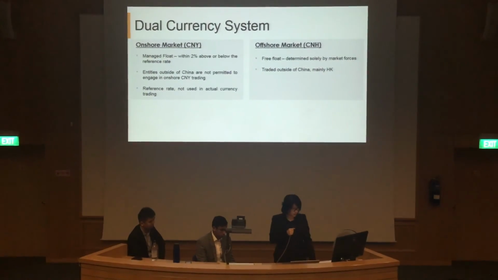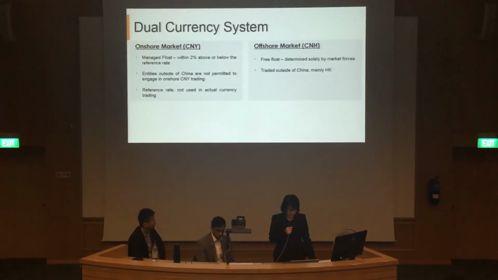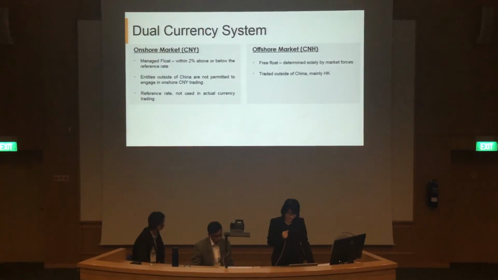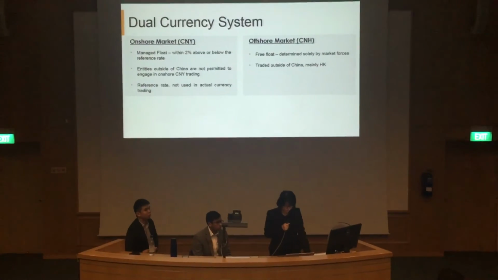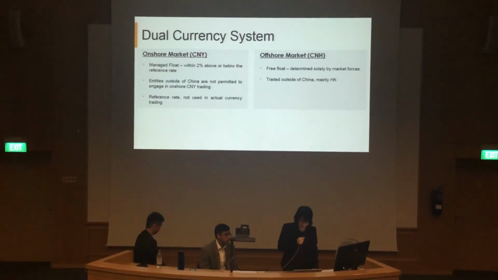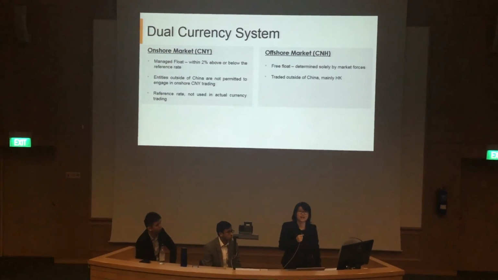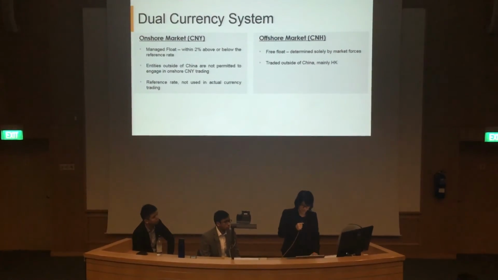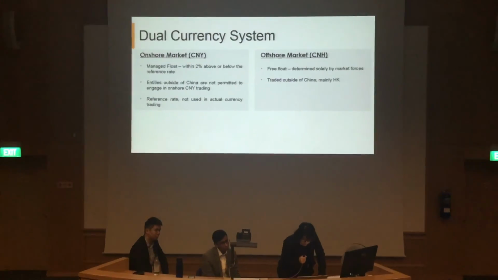So now I'll move on to the offshore market, CNH. By the name, it suggests that it's outside of mainland China. So it includes traditional centers in Hong Kong, Singapore, London, etc. So at the offshore market, yuan trading is more active and market driven, as it's a free float system. But as I said earlier on, it's still indirectly affected by the reference rate set by the PBOC.